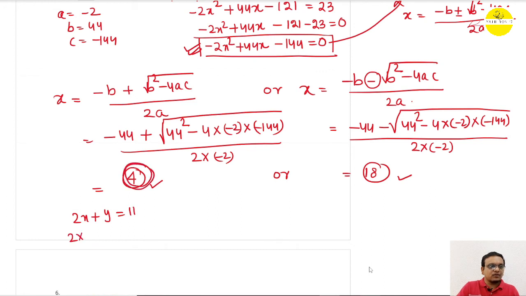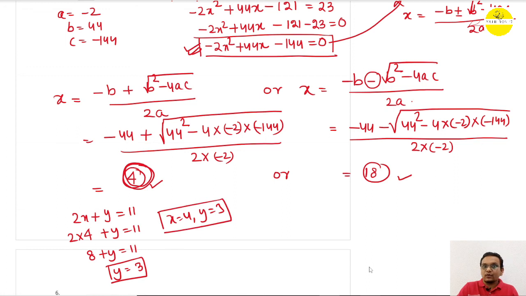So I'm taking x equal to 4 here. So 2 times 4 plus y is equal to 11. That is 8 plus y is equal to 11, and y is equal to 11 minus 8. That is 3. Got it? So one solution I got: x equal to 4 and y equal to 3. This is my one solution, because I told you here I'm going to get two solutions.